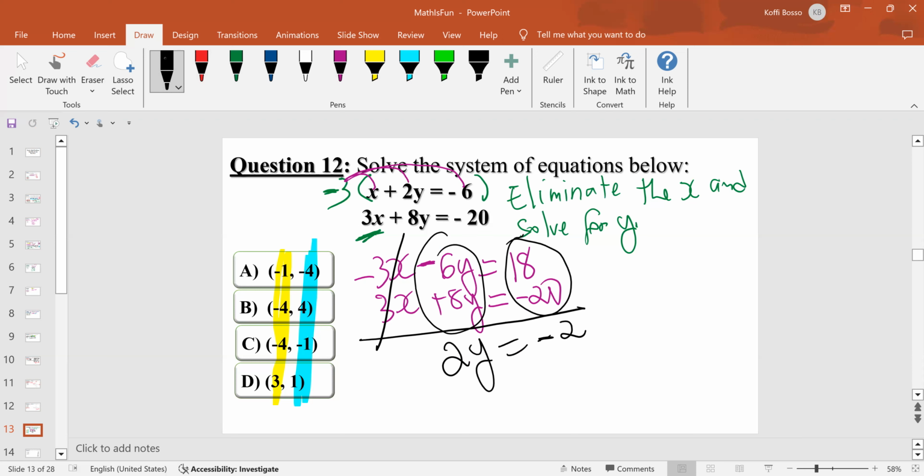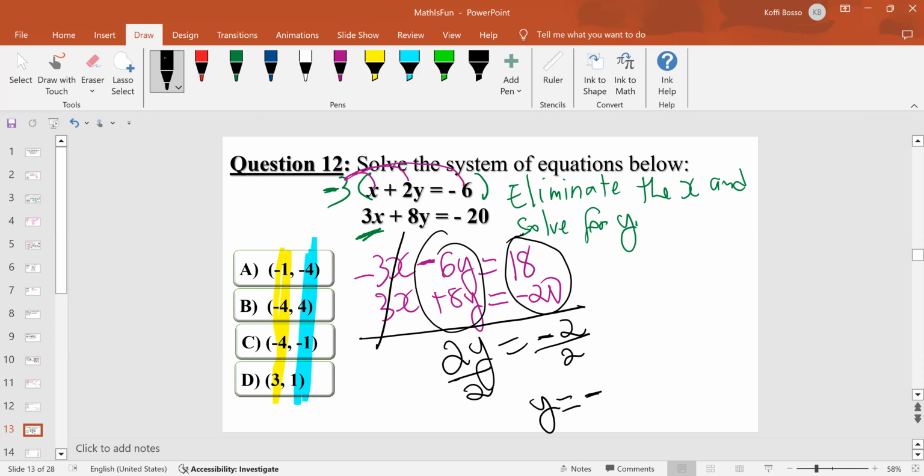This is telling you that to solve for y, you divide both sides by +2. So therefore, you have y is equal to -1. So if you see all these 4 choices, only choice C has the y value as -1. So we see that the correct choice is C.